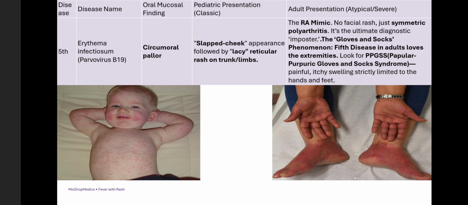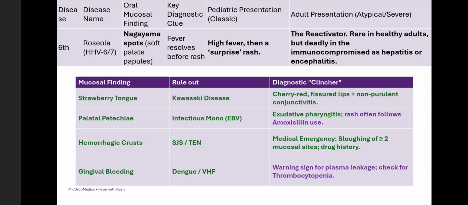Next is the fifth disease, where kids get slapped and adults get gloves and socks, where we see painful purple swelling of the hands and feet along with symmetric polyarthritis that often mimic rheumatoid arthritis. In adults, if you see the sixth disease, they ain't just sick anymore, they are immunocompromised. You need to rule out another killer if you see palatal petechiae with a rash following amoxicillin use. That's infectious mononucleosis. This isn't just a simple drug allergy.